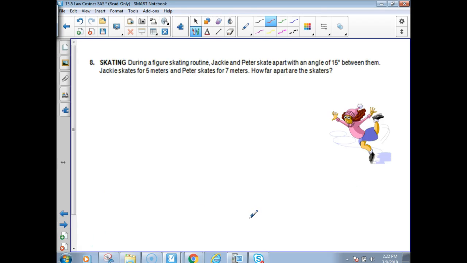During a figure skating routine, well, figure skating just ended in the Olympics not long ago, Jackie and Peter skate apart. Jackie's going and Peter's skating, and there's a 15-degree angle between them. So Jackie skates for 5 meters. That was Jackie. And Peter skates for 7 meters. There's Peter. How far apart are the skaters? So we want to find this.